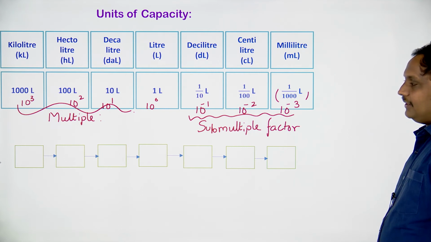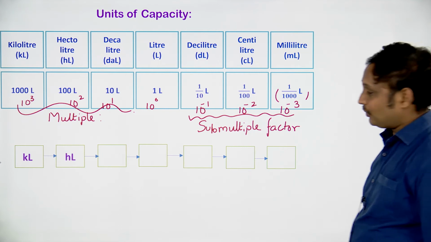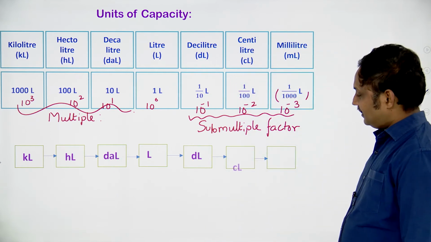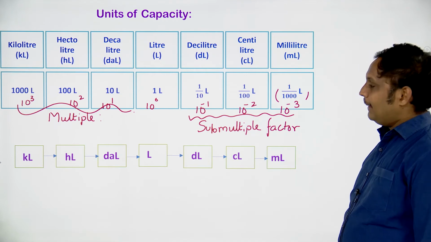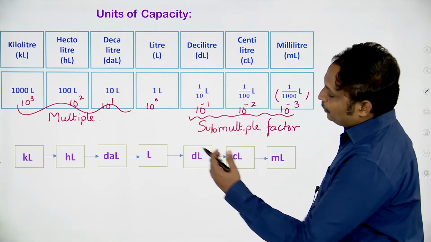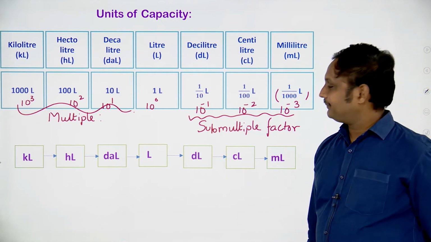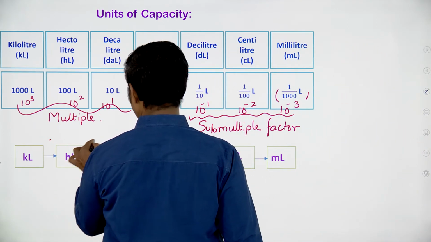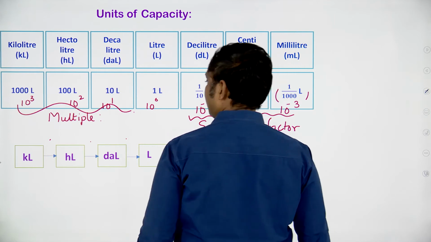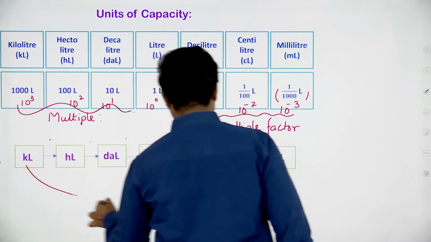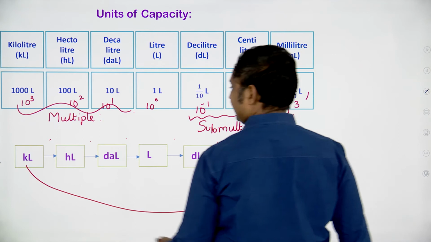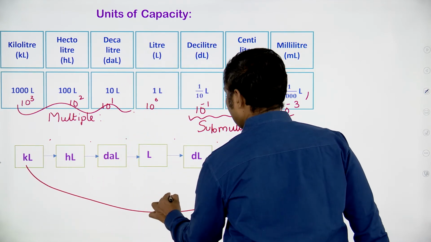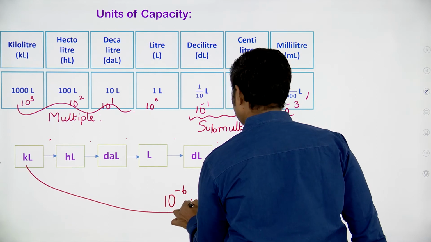You are all going to get that now. This is going to be ml. What we have reached from kiloliter to milliliter, you can take that. This is going to be 1, 2, 3, 4, 5, 6. So you have to get this direct conversion. If you want to get that direct conversion, we have to take that 10 power minus 6 ml.